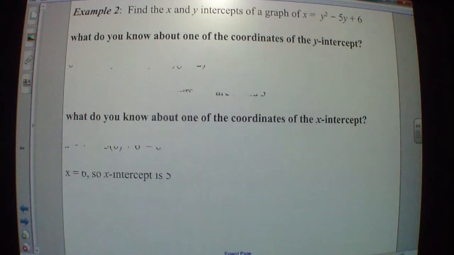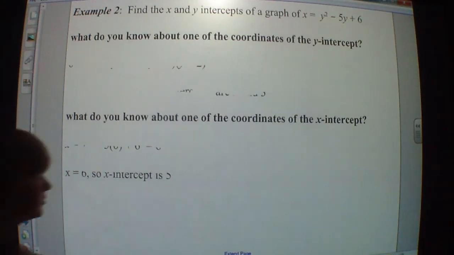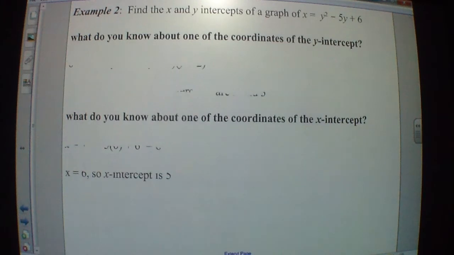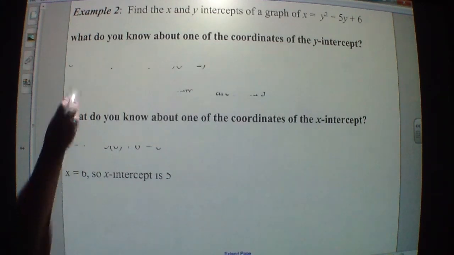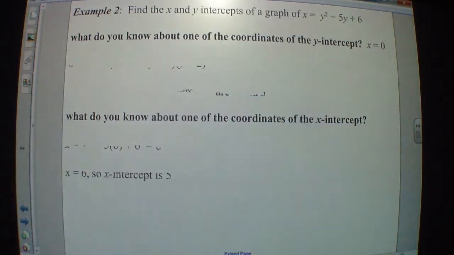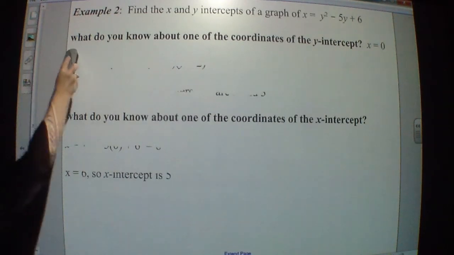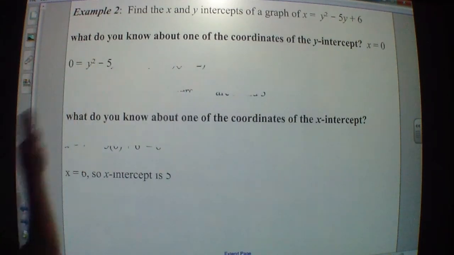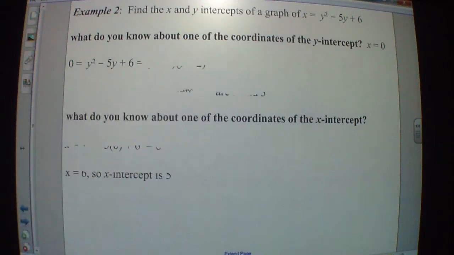Another example, find the x and y intercepts of a graph of x is equal to y squared minus 5y plus 6. Y-intercept is where it crosses the y-axis. So remember what I told you? Everything crosses the y-axis, we know something about x. And we know, put it right over here, x is equal to 0. So if you plug in x is equal to 0, you'll have 0 is equal to y squared minus 5y plus 6.